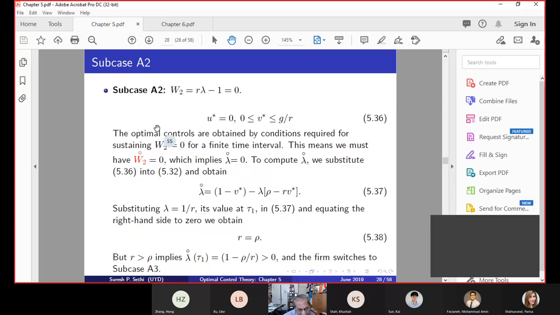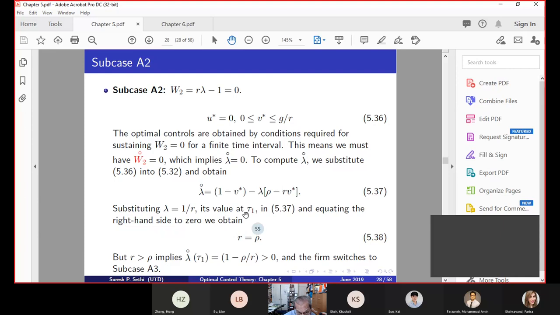What we do here, we can see that we want to maintain this for a finite interval. This means that W2 circle should be 0. This means lambda 2 circle should be 0 for a while at least. And lambda circle is given by 1 minus V star minus lambda rho minus V star, where V star is that number. And we can find that lambda is exactly 1 divided by r, because lambda has to be 1 by r. We want to maintain this equal to 0, and the value of lambda here is 1 by r. You can see that by 18 equal to 0. So I can put lambda equal to 1 by r here.